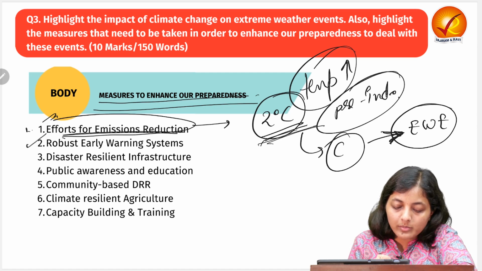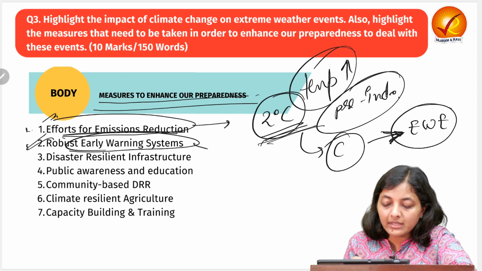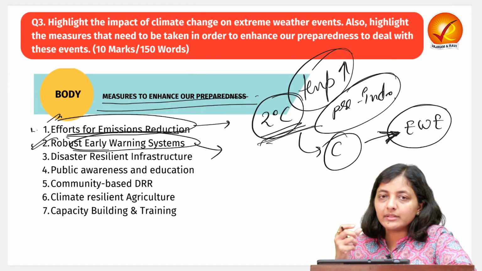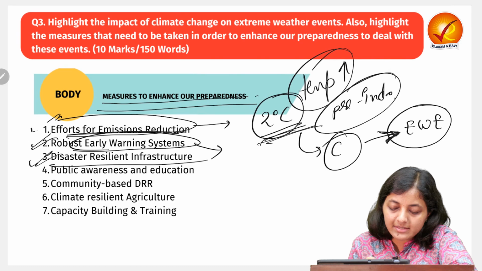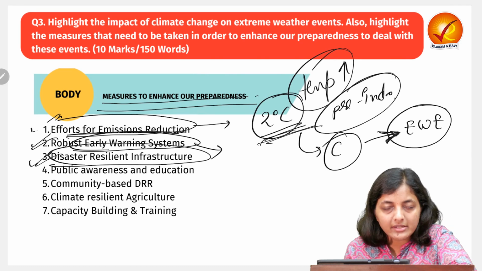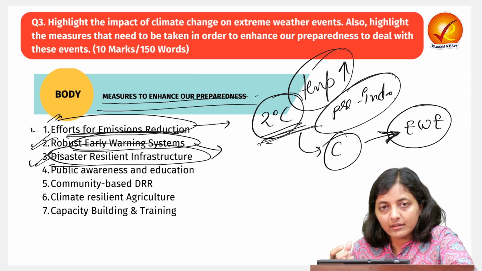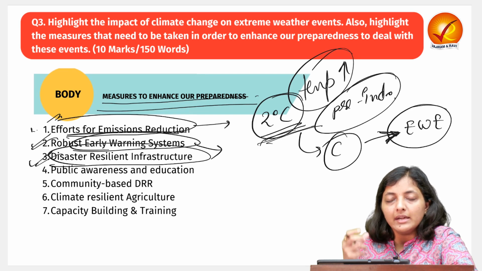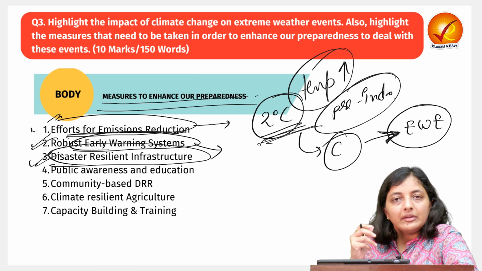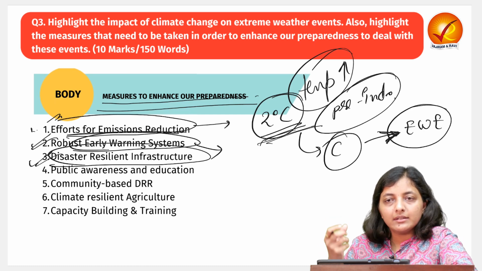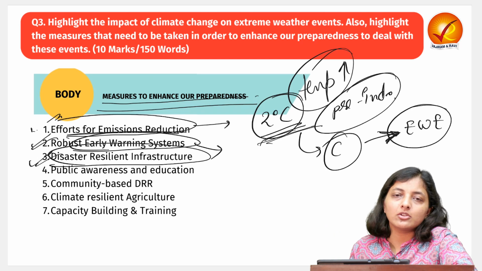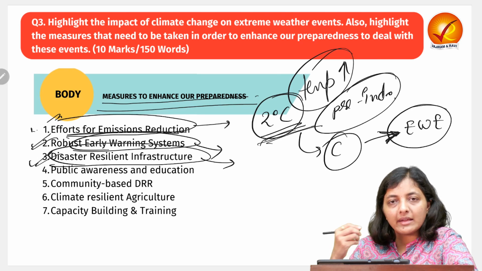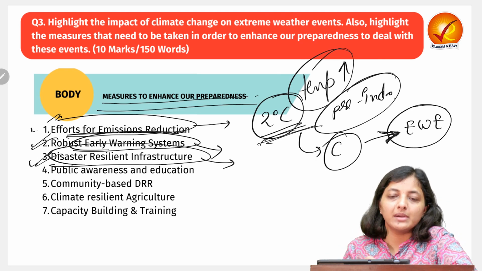Next comes the robust early warning system, for timely and accurate information on what is going on in which part, so that we can take measures accordingly. Next comes disaster resilient infrastructure. The infrastructure should be made resilient to disasters, so that it can withstand the extremities of climate change or extreme weather events, so that the losses of property and livelihood of that region, of that community, are minimized.